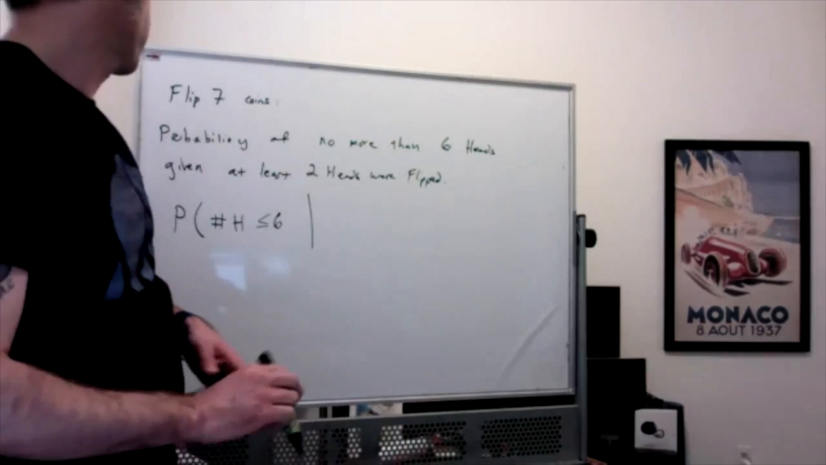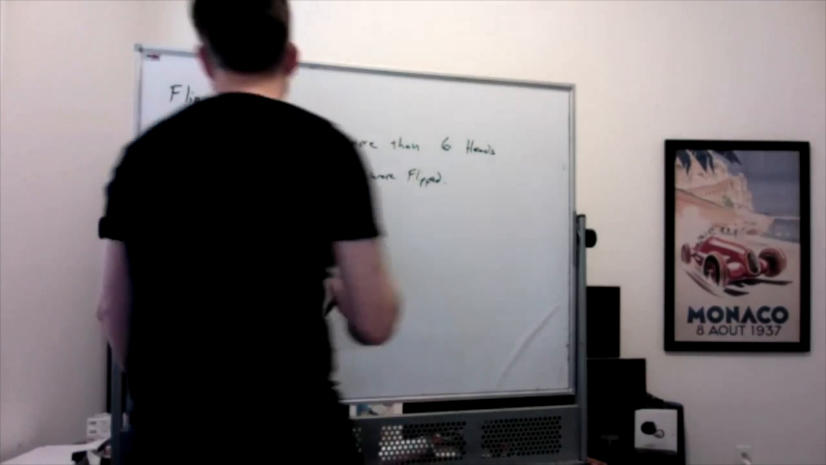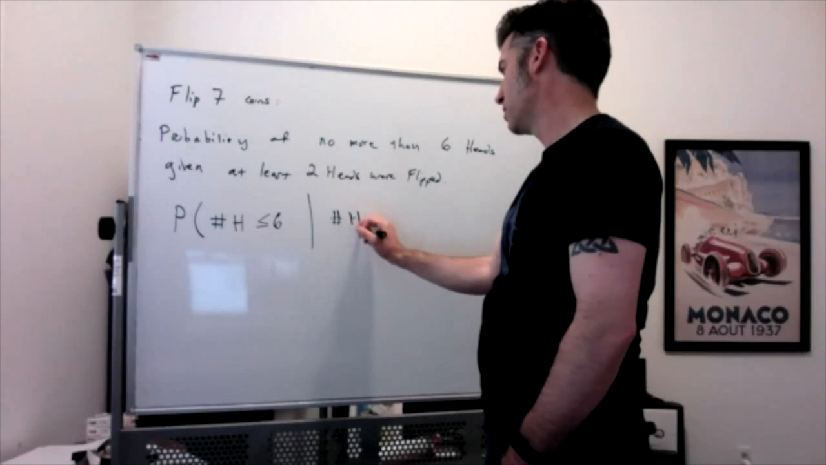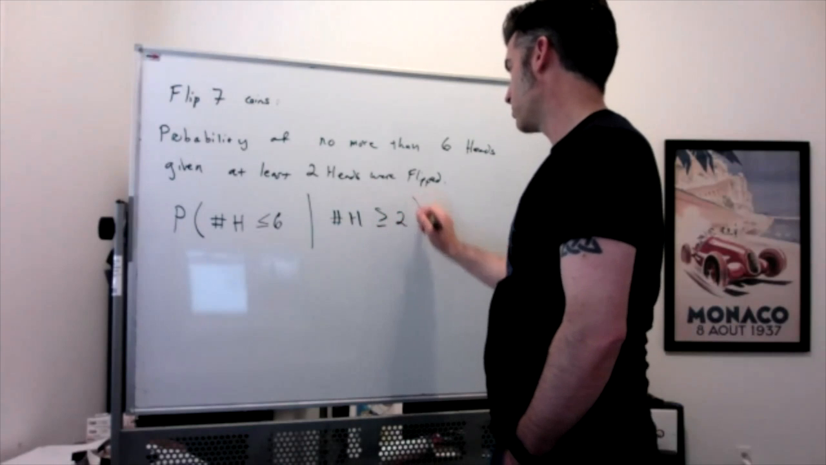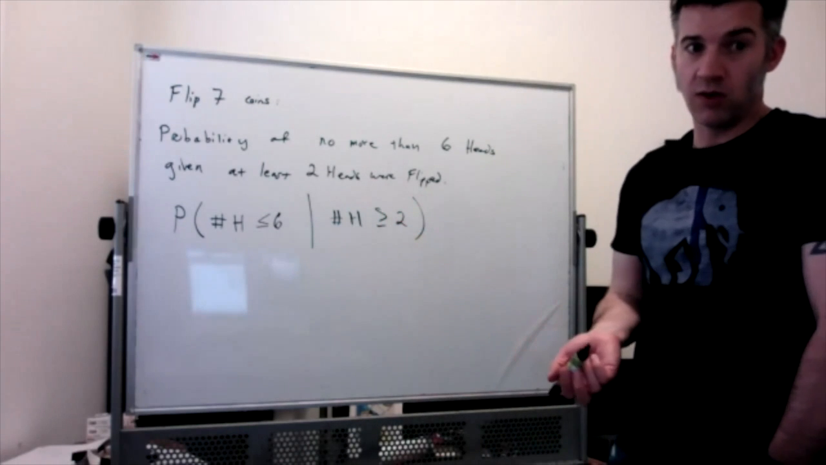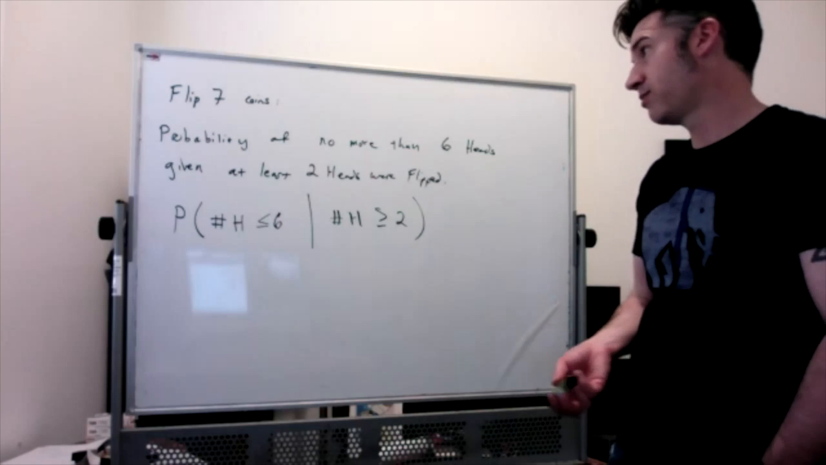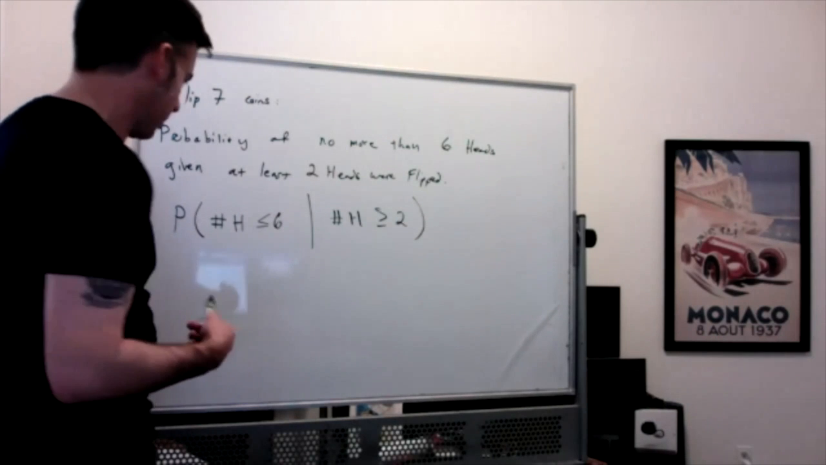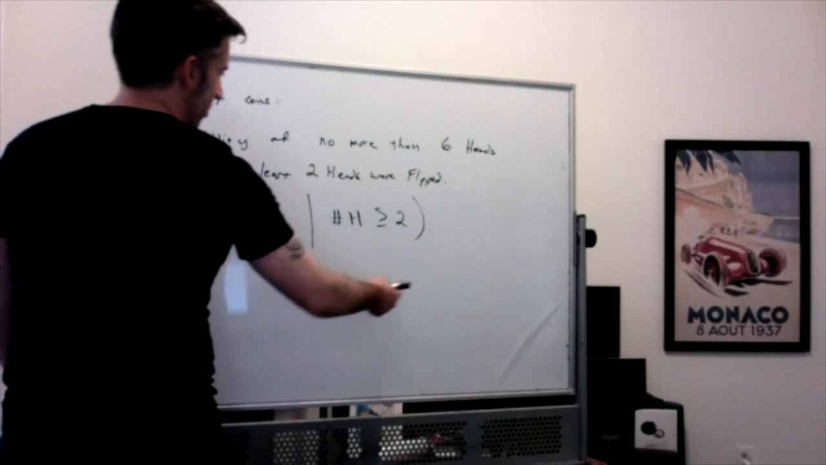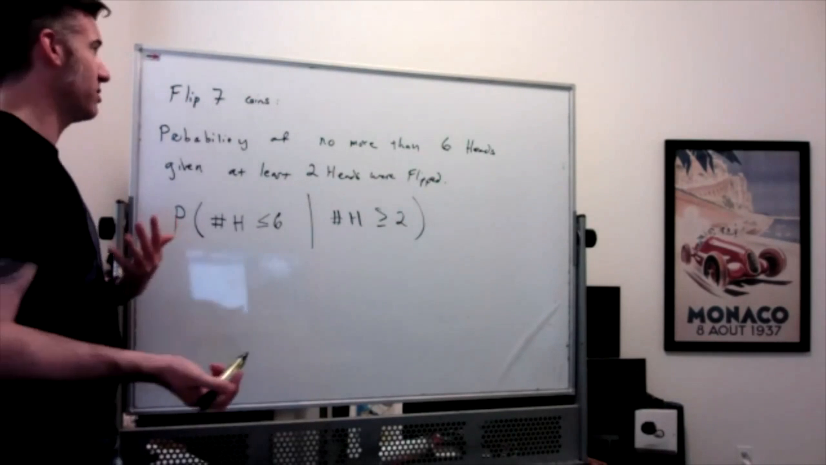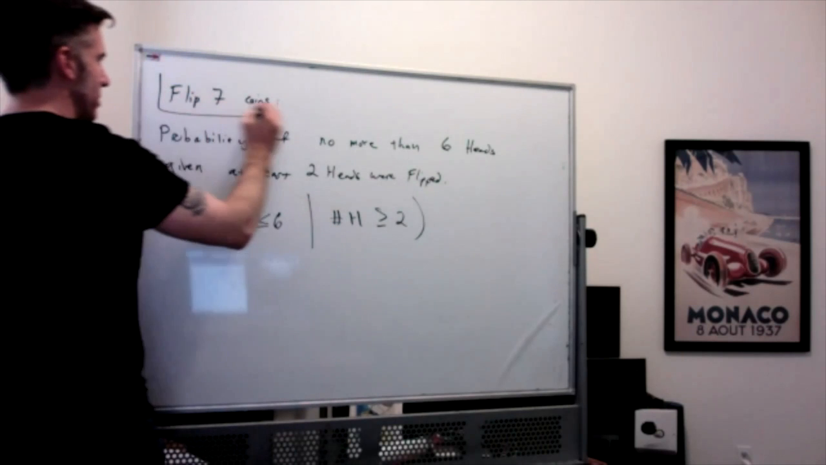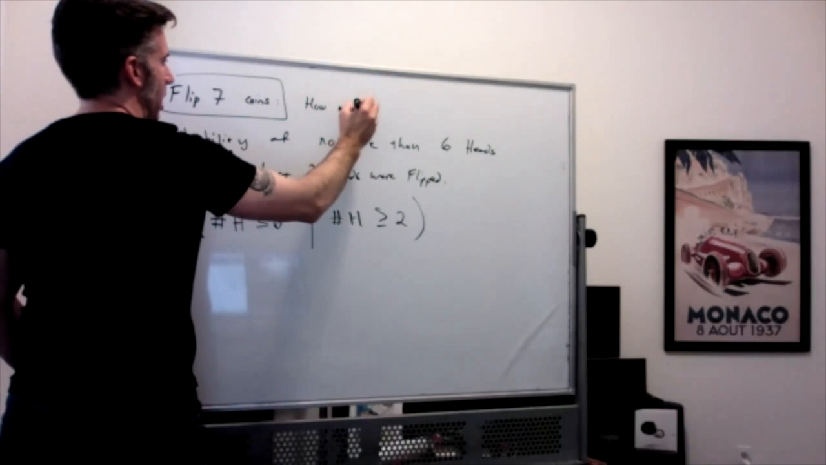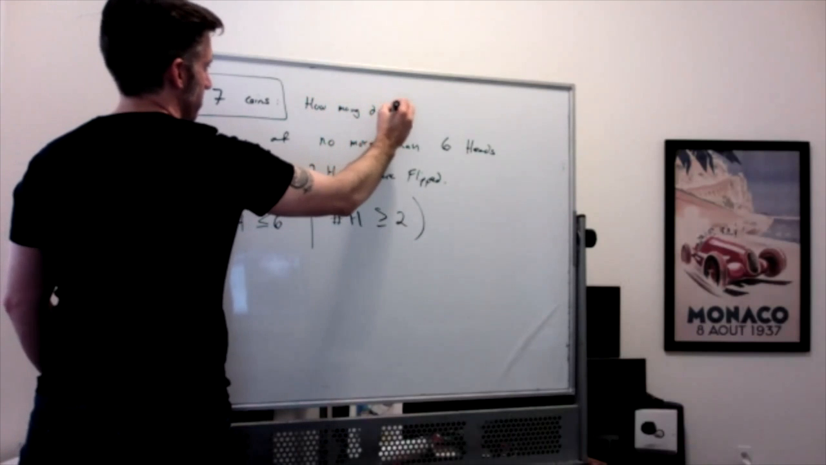Okay. So the number of heads equals 6, given that the number of heads is greater than or equal to 2. And so what we want to do is a reduced sample space kind of deal. And this is where things are a little bit tricky. Actually, what I really want to start with is, I flipped 7 coins. How many different results are there?